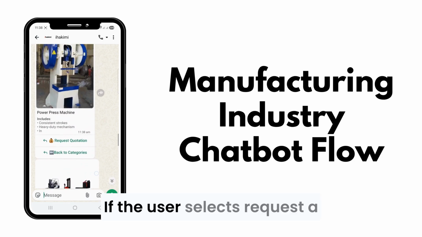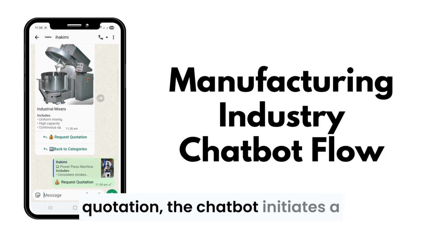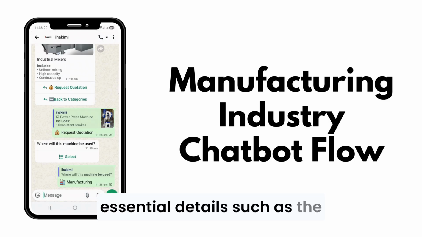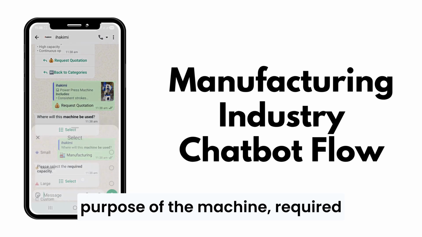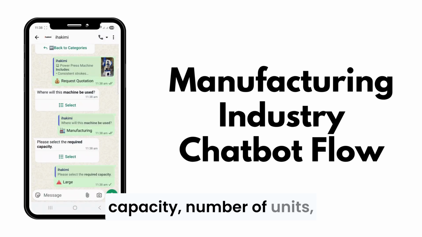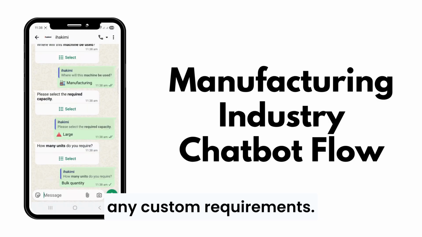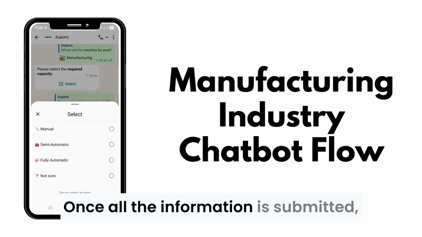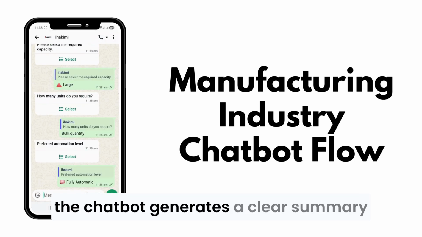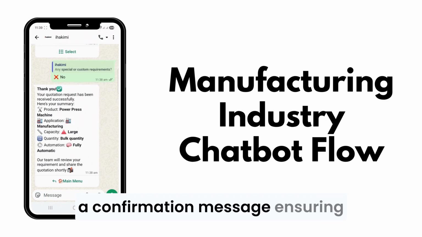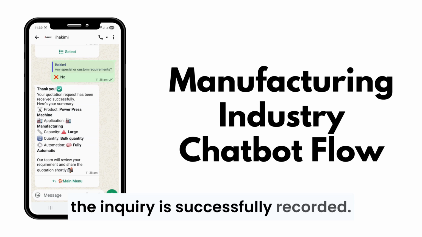If the user selects Request a Quotation, the chatbot initiates a short questionnaire to gather essential details such as the purpose of the machine, required capacity, number of units, preferred automation level, and any custom requirements. Once all the information is submitted, the chatbot generates a clear summary of the request and provides a confirmation message, ensuring the inquiry is successfully recorded.